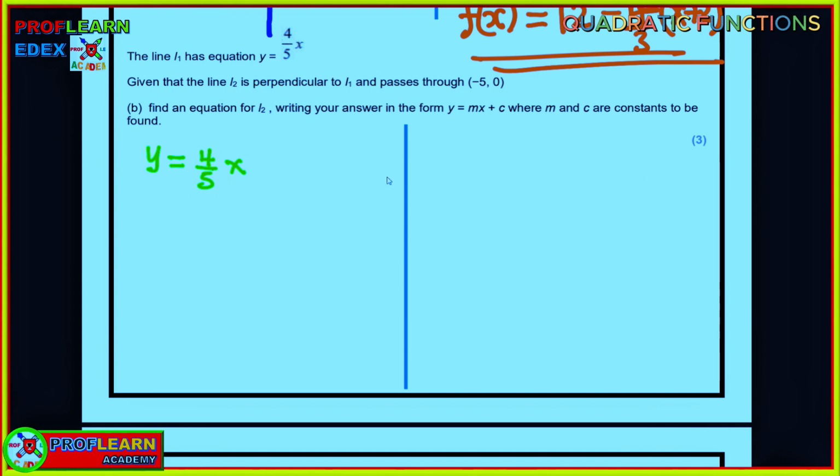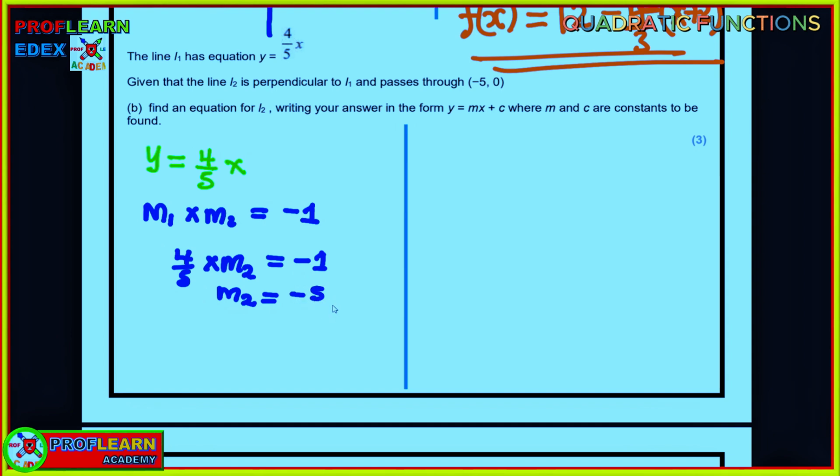Something that we need to remember here is that when two lines are perpendicular, M1 times M2 is equal to -1. The product of their gradients is -1. So basically we can say 4/5 times the gradient of L2 should give us -1. And from here our M2 translates to -5/4. We are told that L2 passes through the point -5, 0.